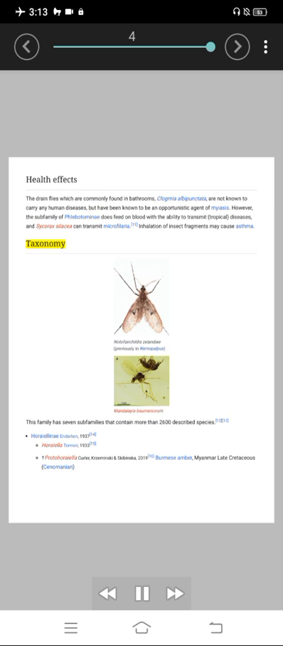Taxonomy. Notophoricildea zelandiae, previously in Nemopalpus. Mandalea bumersorum. This family has 7 subfamilies that contain more than 2,600 described species.